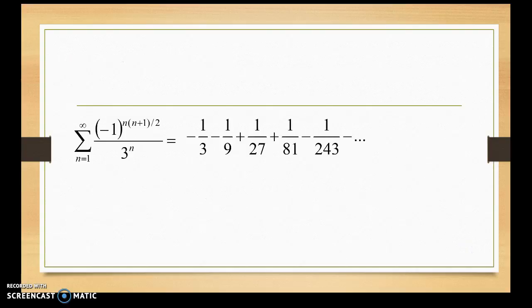Okay, so hopefully you got these terms: negative 1/3, minus 1/9, plus 1/27, plus 1/81, minus 1 over 243, and then the next term would be negative. Okay, so what I need you to see here is this is not an alternating series. If you recall, in an alternating series, every other term has to switch sign. So all the even terms would be positive and the odd negative, or vice versa.